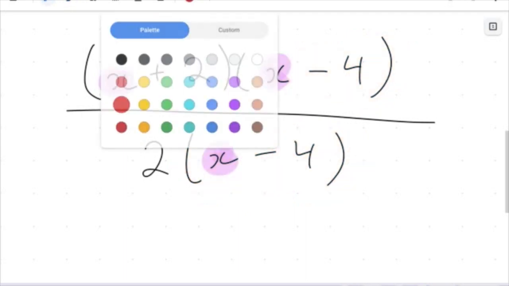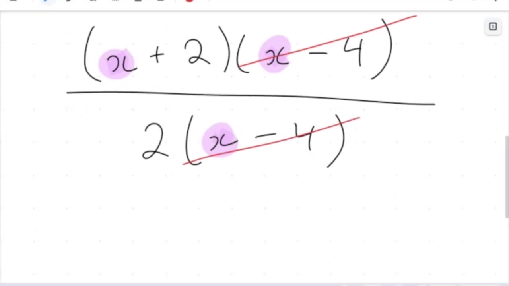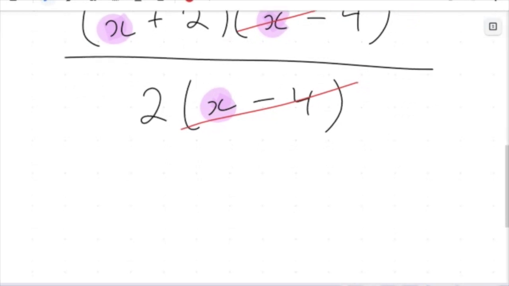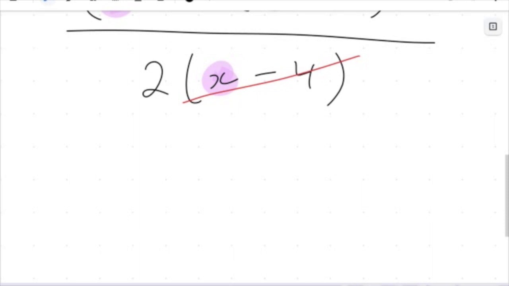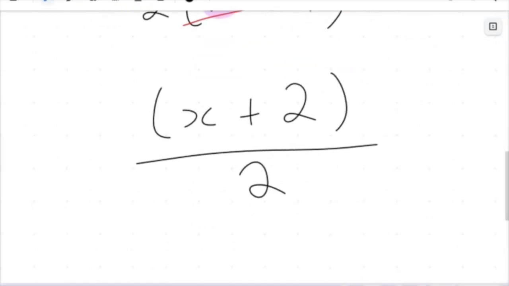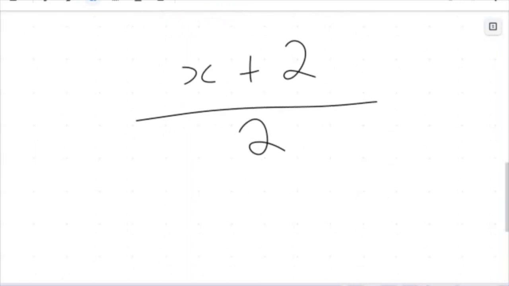And I'm going to do that by drawing this line through. So the x minus 4 on the numerator and on the denominator cancel each other out. And what we get left with is x plus 2 on the numerator over 2. And this is as far as we can go. So our answer in the simplest form is x plus 2 over 2. Okay, so let's move on.